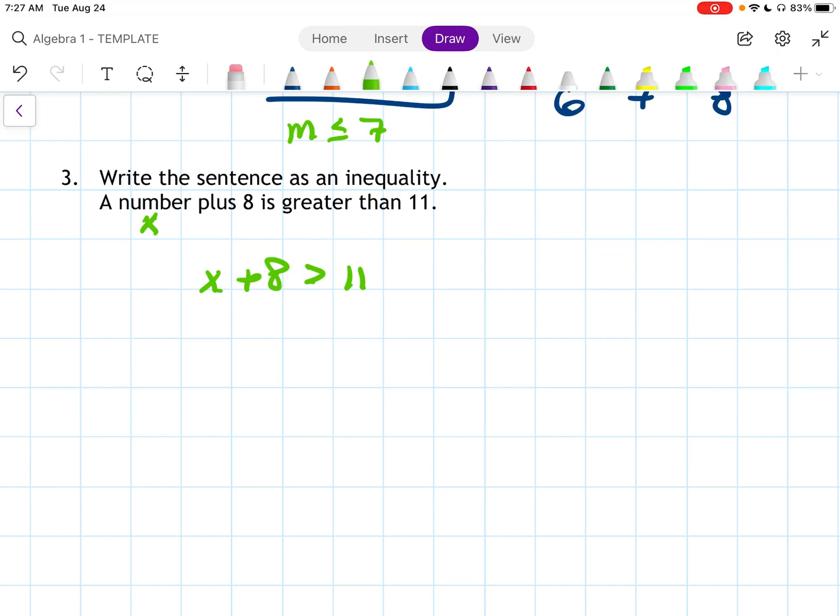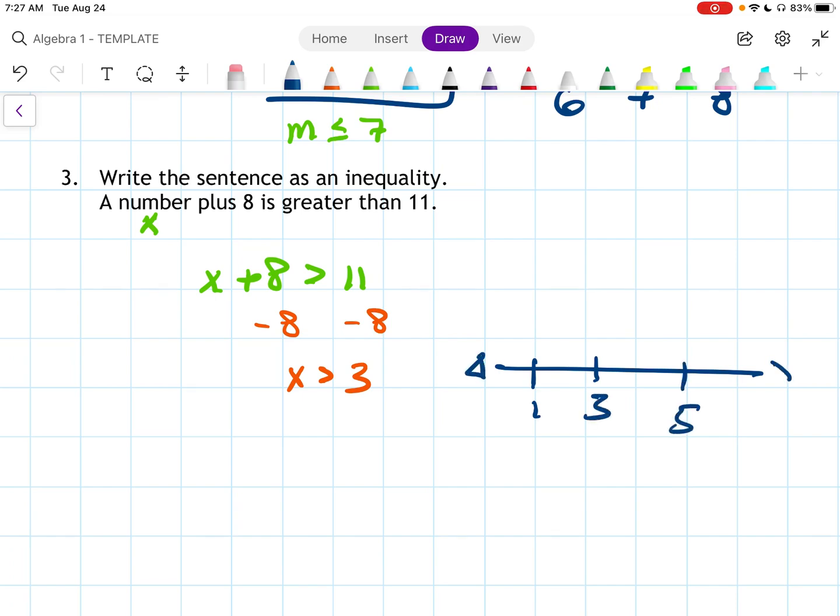We'll go ahead and graph this one just because. We'll solve it and graph it. We'll subtract 8 from both sides. So then we'll have x is greater than 3. And then whenever we go to graph it, we'll have the numbers 1, 3, and, I don't know, 5. I'm going to have an open circle on the 3. It says x is bigger than 3. So x is going to be to the right.